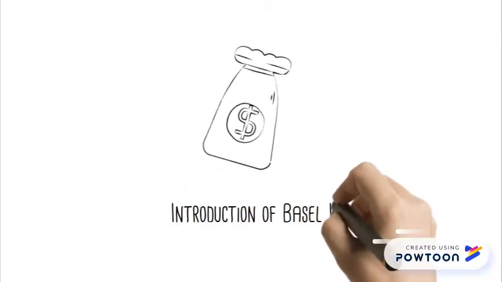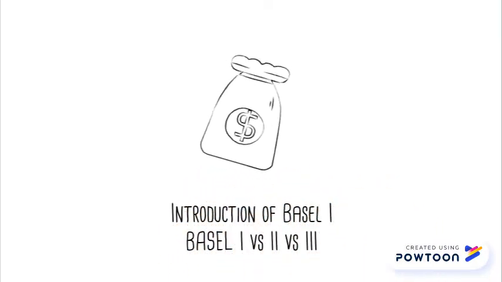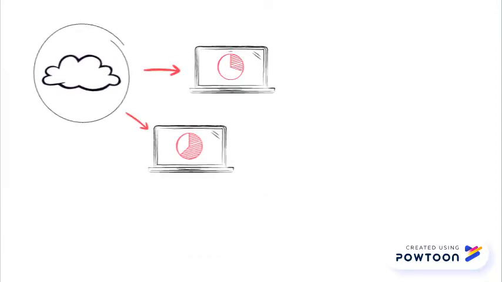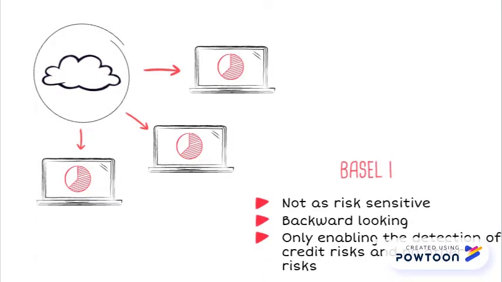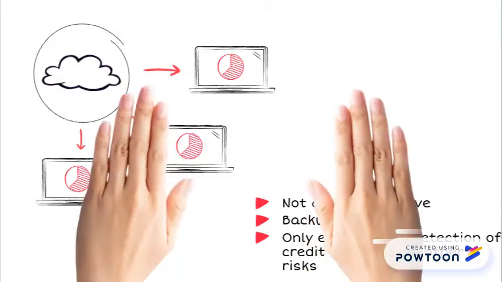Basel I, as a rule, was introduced in July of 1988. It was revolutionary as it provided a platform for banks to address risk management from the perspective of capital adequacy. Basel I, in comparison to Basel II, is not as risk sensitive. Basel I is deemed to be backward-looking as its main scope of coverage is looking at assets that exist rather than just looking into a bank's future composition. This enables the detection of credit risk and no other risks.